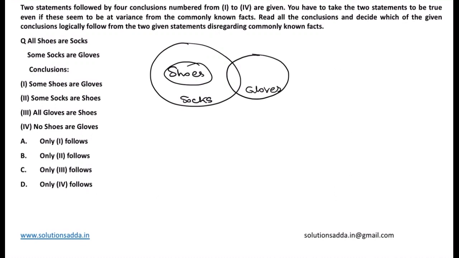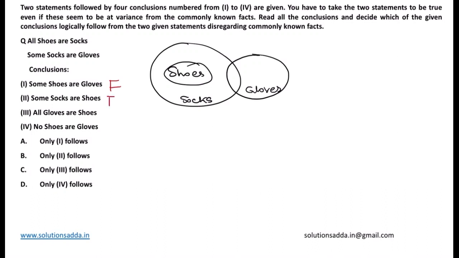Now, let us analyze each of the following four conclusions. Some shoes are gloves. Since all the shoes are socks, the definite case is not possible that some shoes are gloves. Therefore, this statement is false. Since all shoes are socks, we cannot define that these shoes are gloves, and hence the given statement that some shoes are gloves is false. Some socks are shoes. True. Since all the shoes are socks, it is true that there must be some socks which are shoes. It is a true statement.